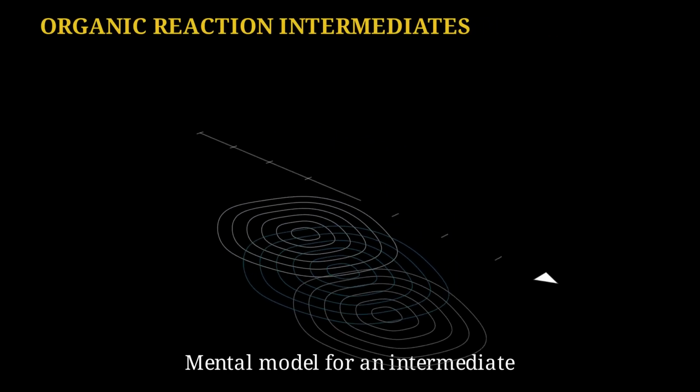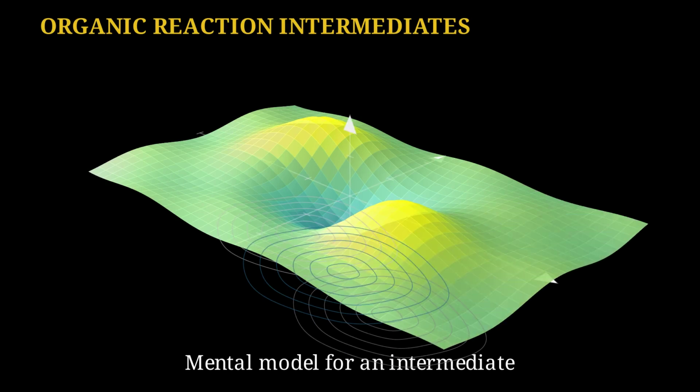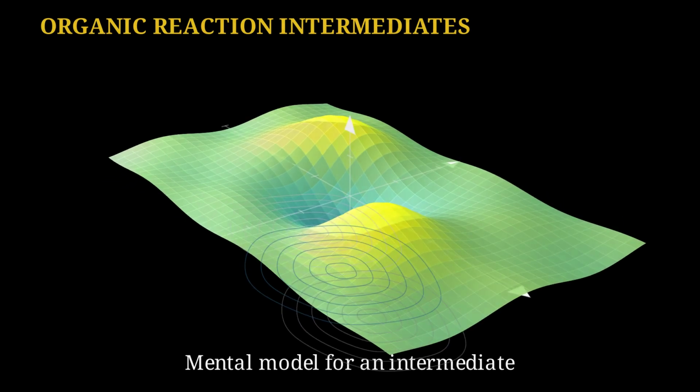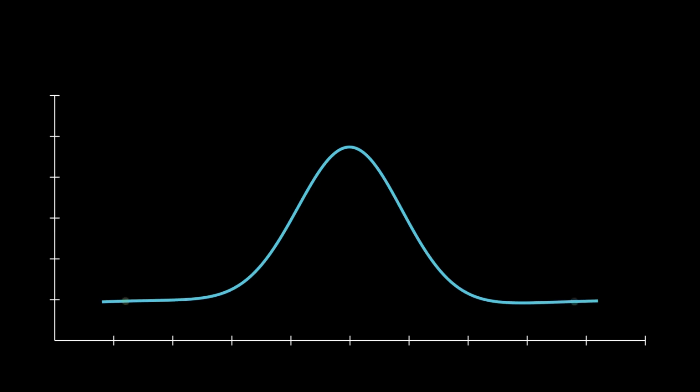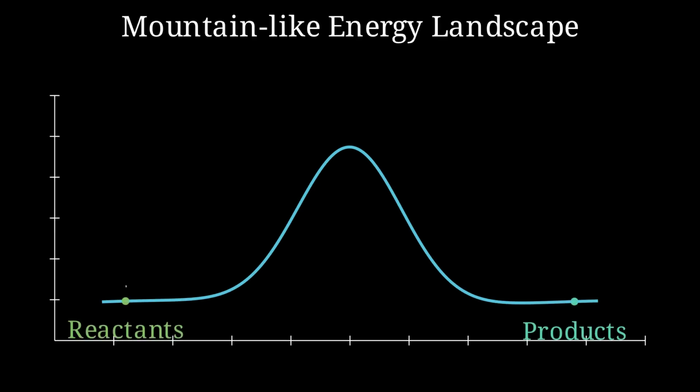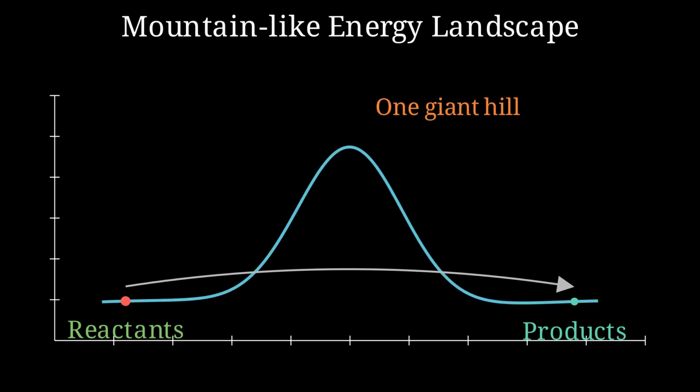Before we dive into the specific species, let's build a mental model for what an intermediate actually is. Think of a topographic map of a mountain range. To get from one valley, the reactants, to another valley, the products, you have to cross a mountain pass. Now, in some reactions, there is just one giant hill. You climb to the very peak, which we call the transition state, and you slide down the other side. That transition state is like a person balanced on a tightrope. It's not a thing you can catch. It's a moment of maximum tension.